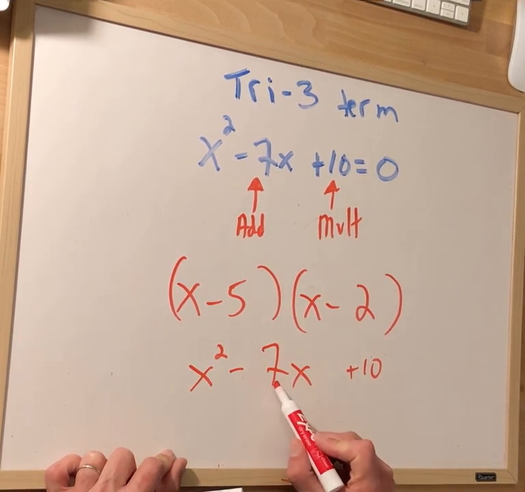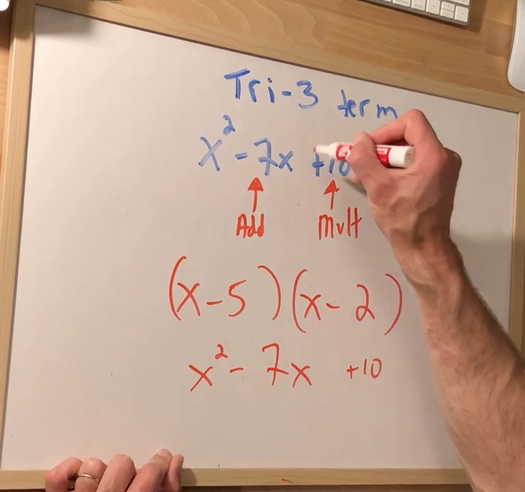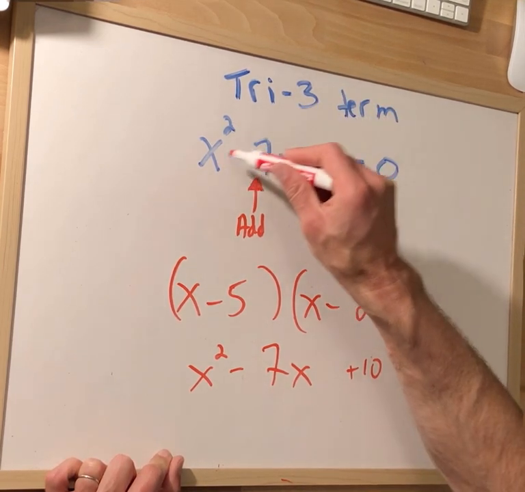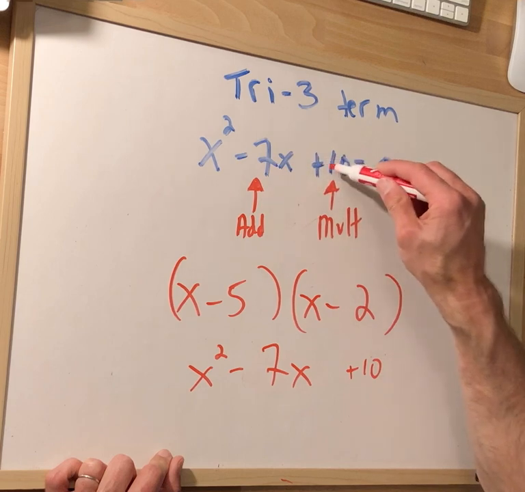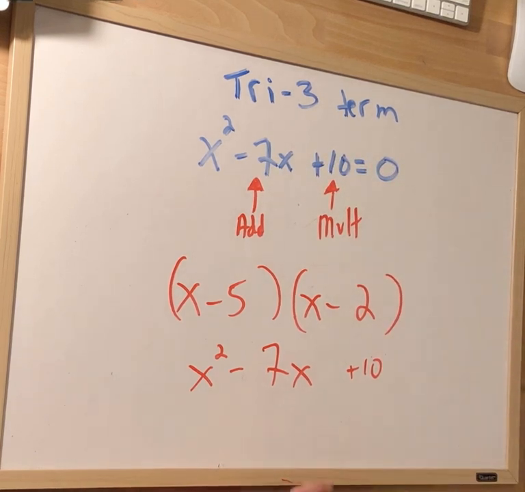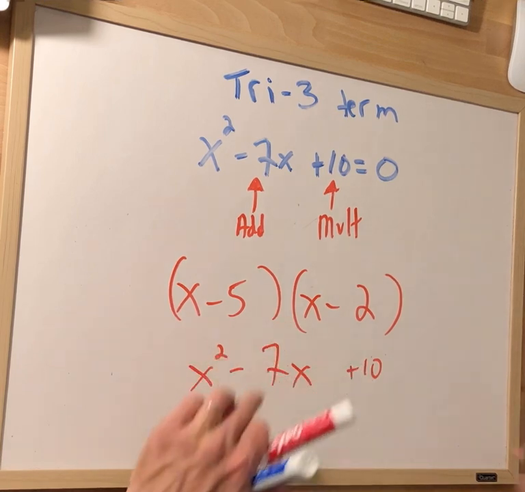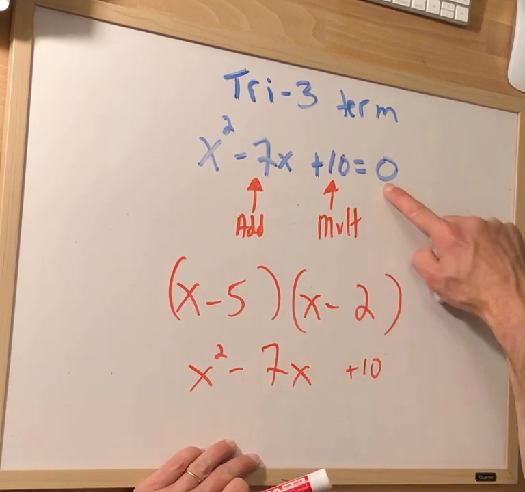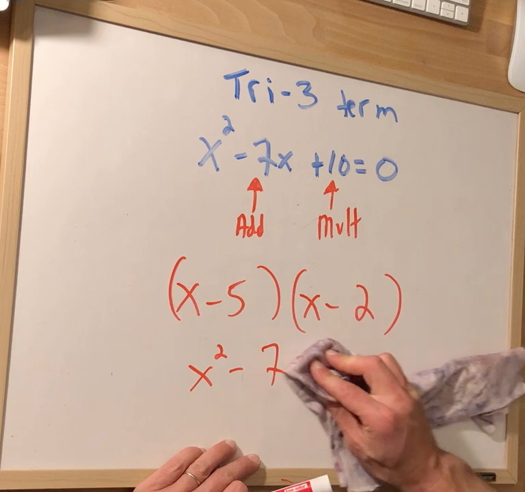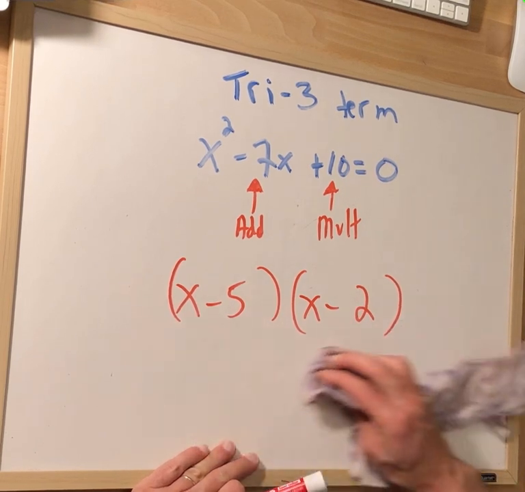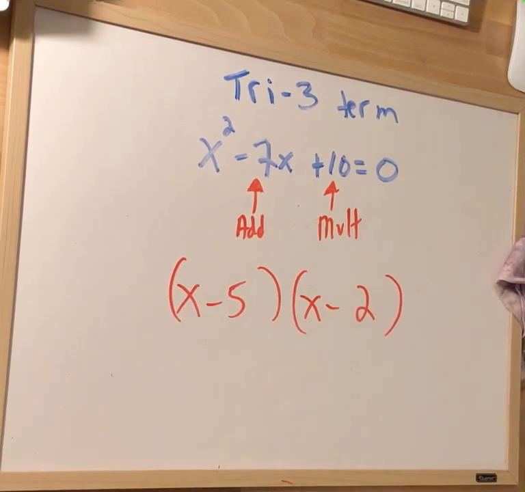X squared minus 7x plus 10. Look, see how it's the exact same equation. So if I do this, I end up with the exact same equation. This is called factored form, and this is called standard form, and technically they have the exact same value. So I haven't done anything with the values.